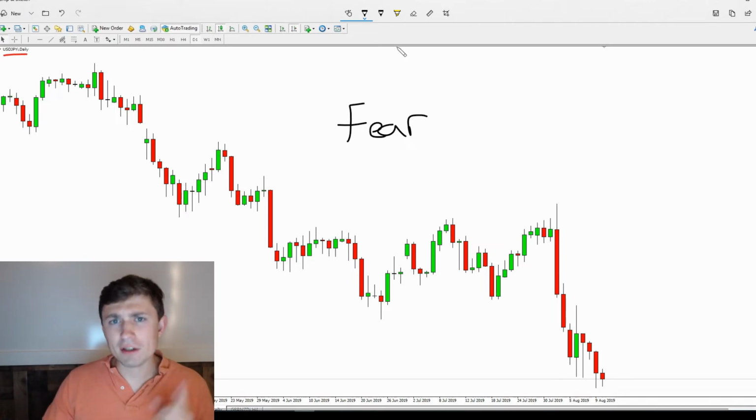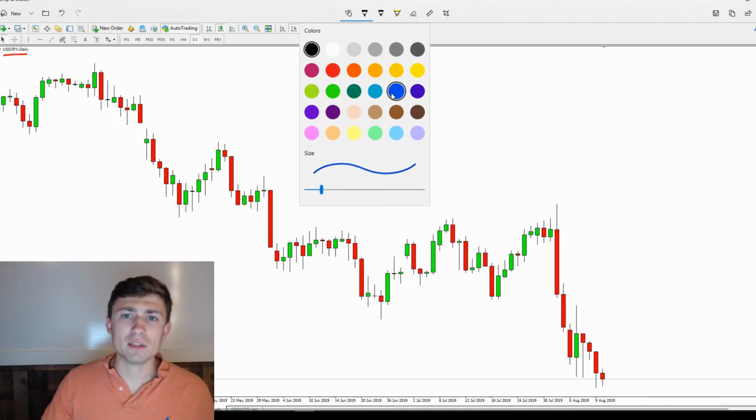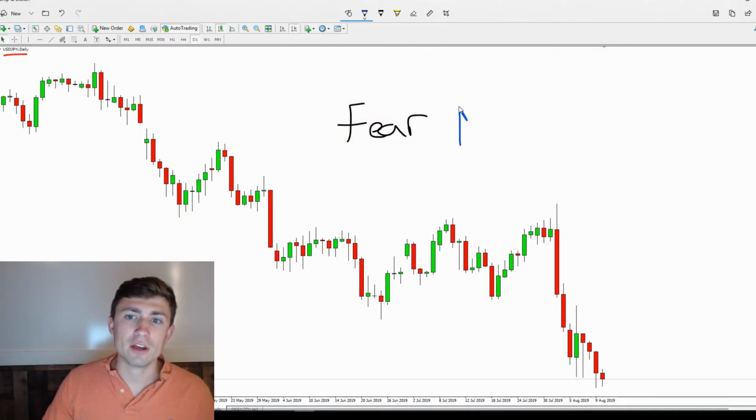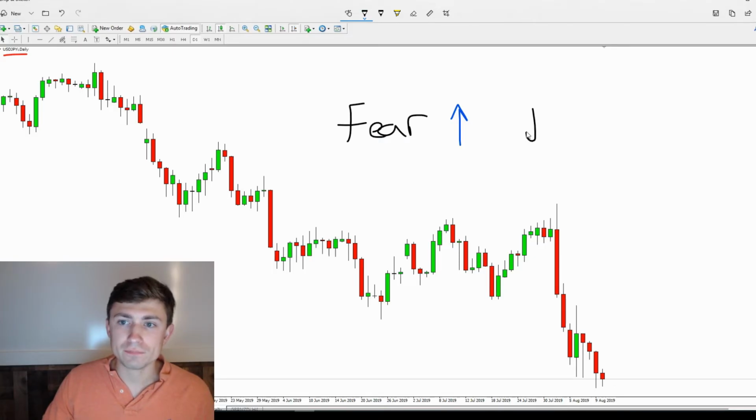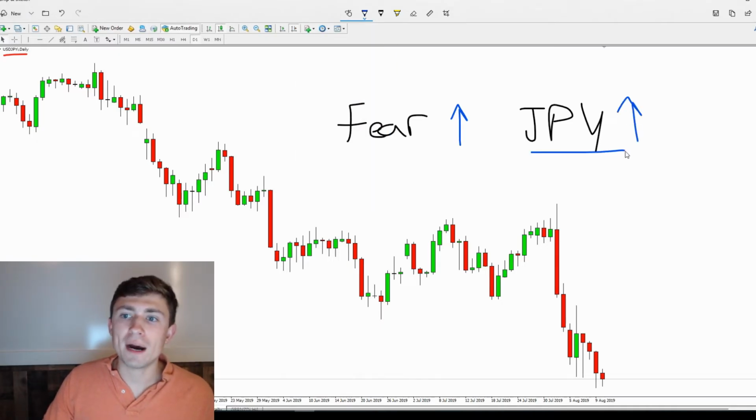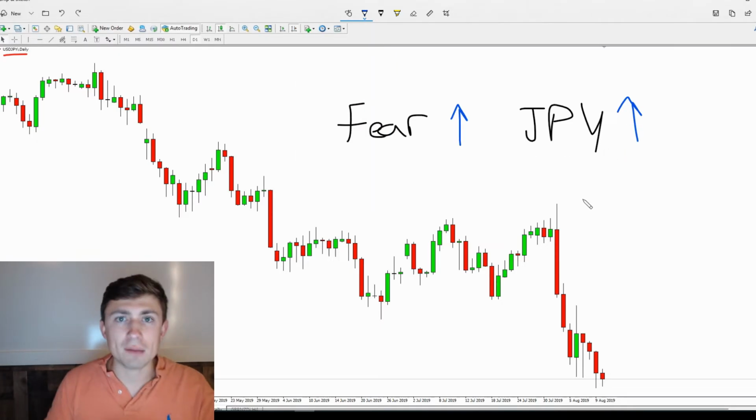So when fear goes up in the world, when people are scared, what happens to the yen? Well, JPY goes up, right? When people are scared, people buy the yen. They get long on the yen because it's a safe haven currency.